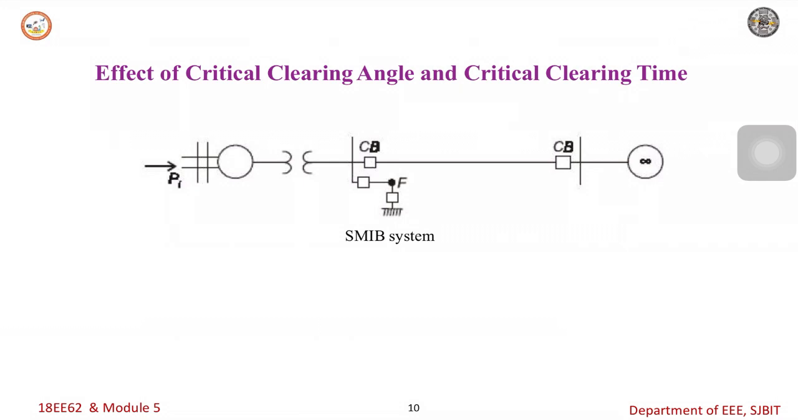For that, let us consider a single machine connected to an infinite bus. Here the generator is connected to the infinite bus through the transmission network. There is a generator side transformer and circuit breakers at the start and end of the transmission line, and at the junction on the HT side of the transformer there is a fault. How to analyze this?